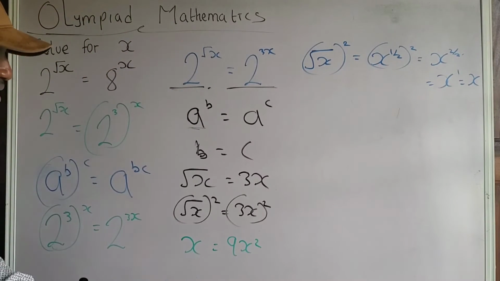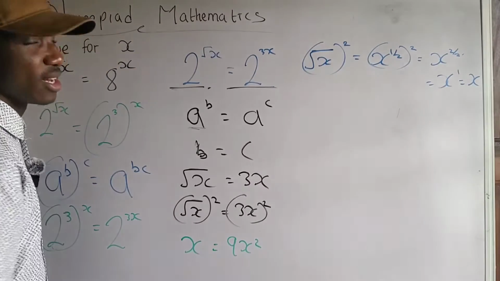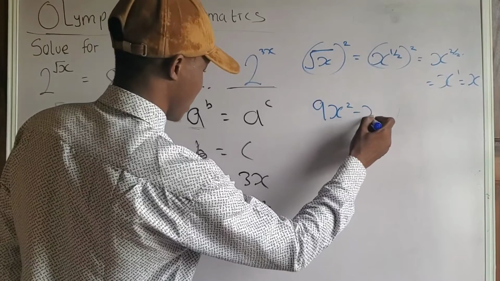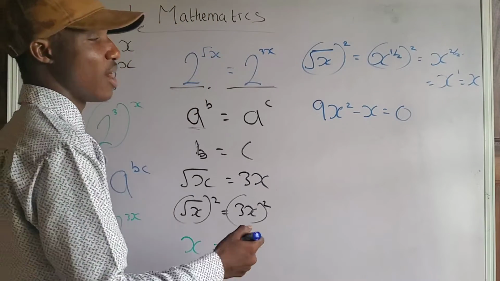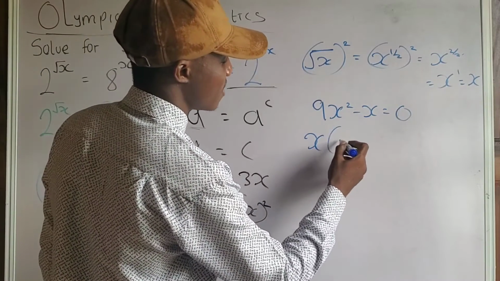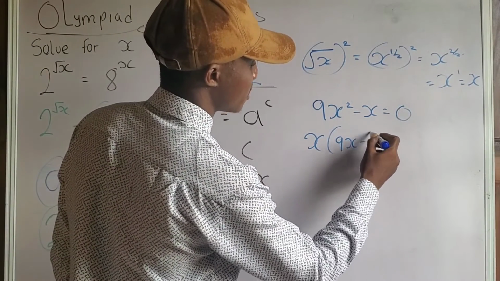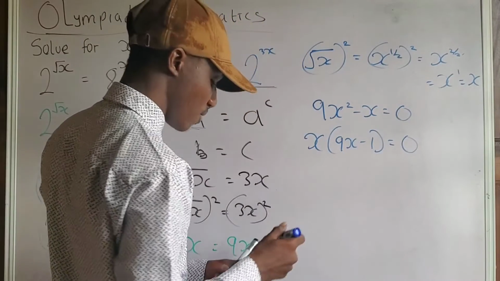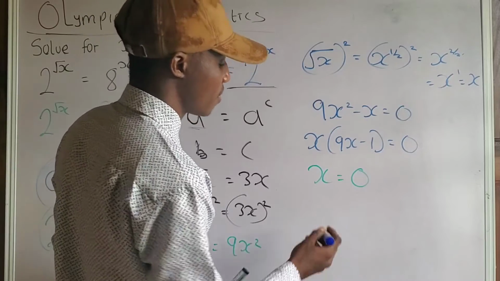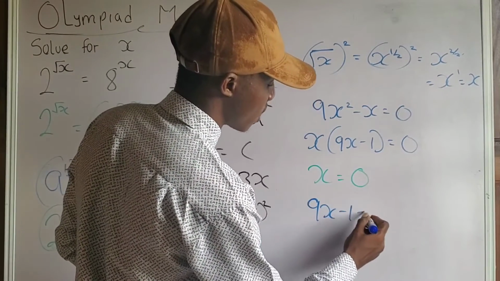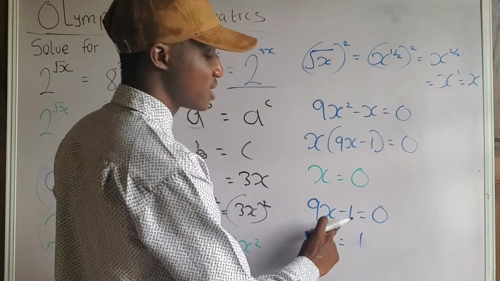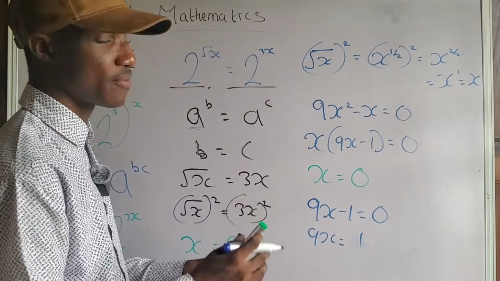Now, having gotten to this point, the next step is to take this x to the right hand side of the equation. You're going to have 9x squared minus x equals 0. Okay, now this is a quadratic equation, so you can solve it. Factorize x. x multiplied by 9x minus 1 equals 0. Okay, so for this, x will be equal to 0, or another one, 9x minus 1 equals 0. So 9x equals 1, because if this negative 1 crosses the equals sign, you're going to have a positive 1.